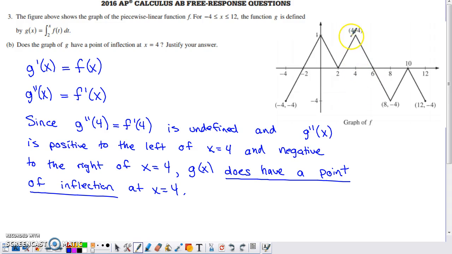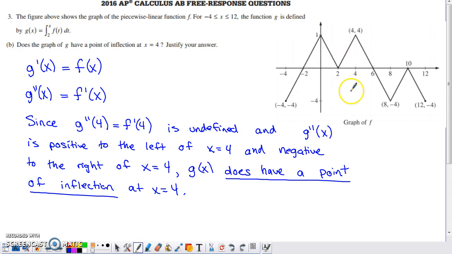Well, if you check the x value of 4, we do have a cusp on the graph of f at the x of 4. And because the slope changes instantly from a positive to a negative across that cusp, g double prime of 4 is undefined. If you think about what the sign of g double prime is to the left of 4, and keep in mind g double prime is equal to f prime, so we're looking at the slope of this graph. We've got a positive slope to the left of 4. We've got a negative slope to the right of 4.